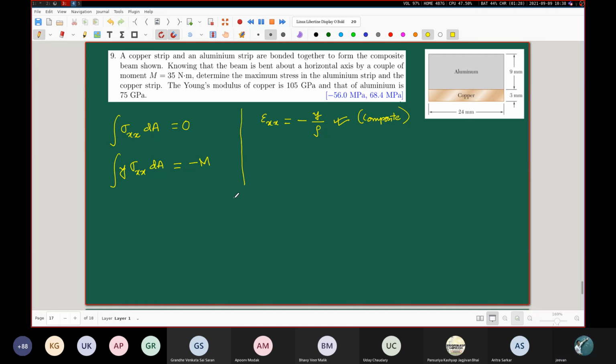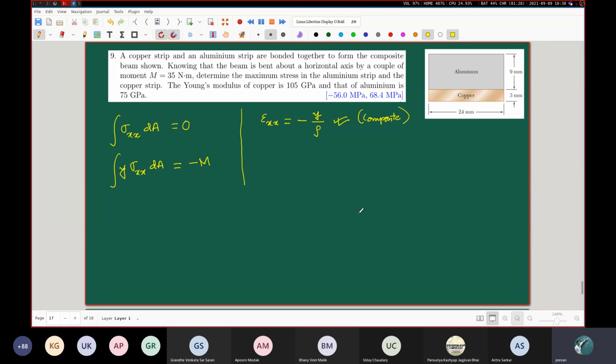Now, what do we do next? Well, we recognize that indeed the material properties of this aluminium or this copper or whatever other materials may be present, that is certainly going to come into the picture the moment we start talking about the stress-strain relations.